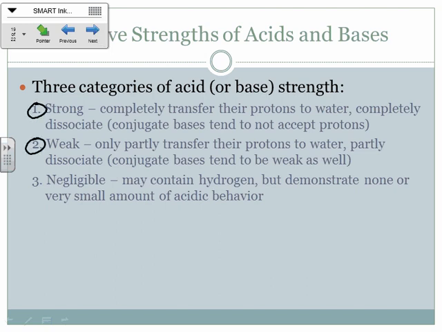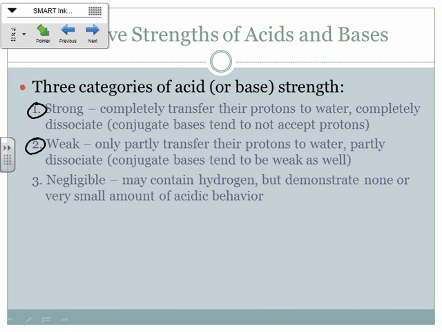There are certain things that have hydrogen in them, but they really don't give away those hydrogens. They're maybe attached in such a way that it's not favorable for the hydrogens to leave. So there are certain things that have hydrogen in them but don't really act like acids or bases. The strong and weak are the two that we really care about. We've talked about these before.